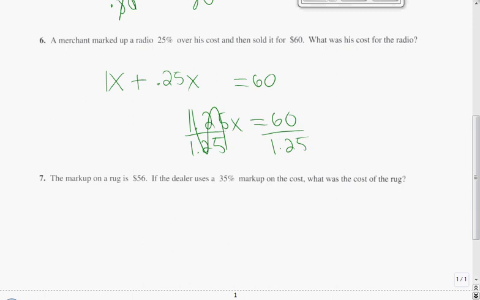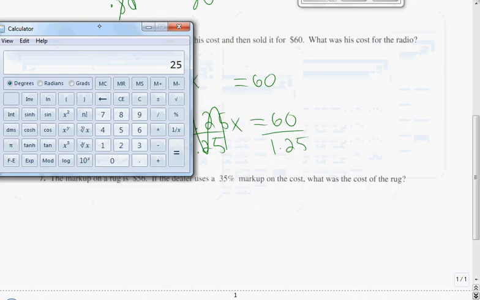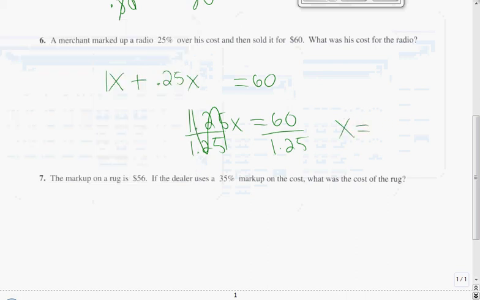What I get is 60 divided by 1.25, so X equals 48. Okay, so that's my original price. The original price of what he bought the radio for was $48. After he marked it up 25%, he sold it for 60. That's a pretty nice profit.